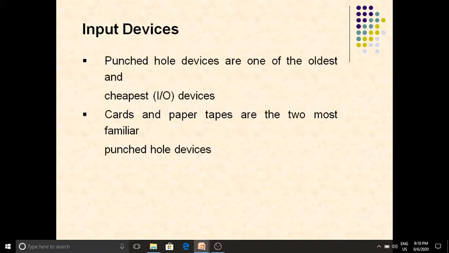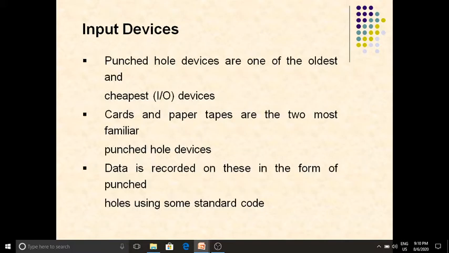What are the input devices you have? Punched hole devices. It is one of the oldest and cheapest devices. Card and paper tapes are the two most familiar punched hole devices. Data is recorded on these in the form of punched holes during some standard code. So these are the oldest and cheapest devices: punched hole cards and paper tapes.